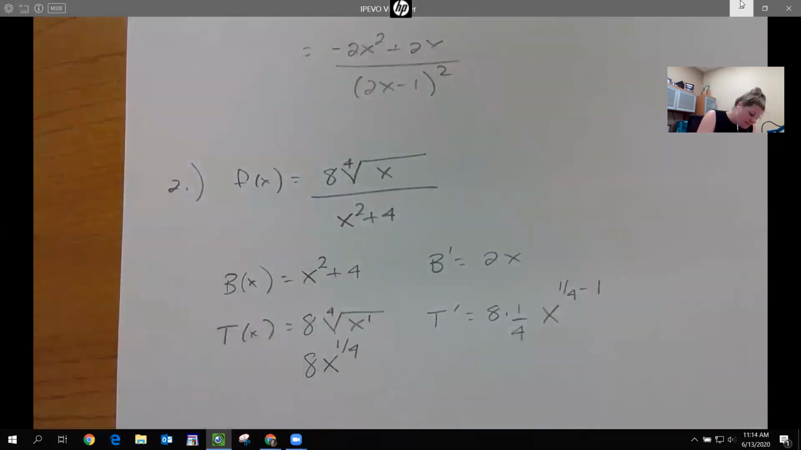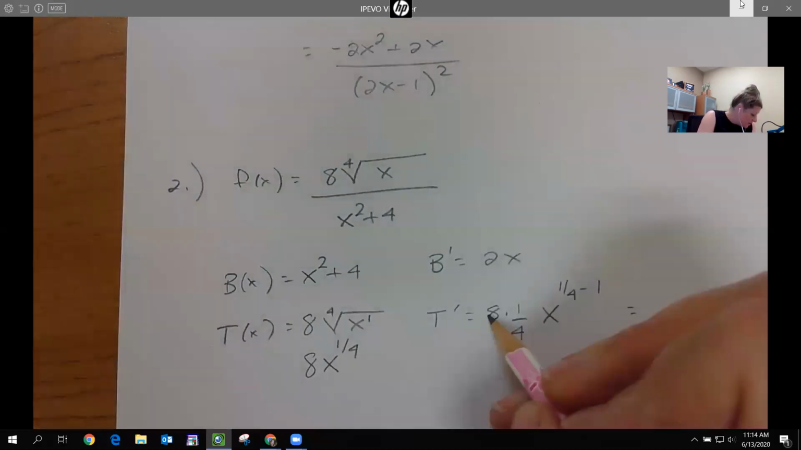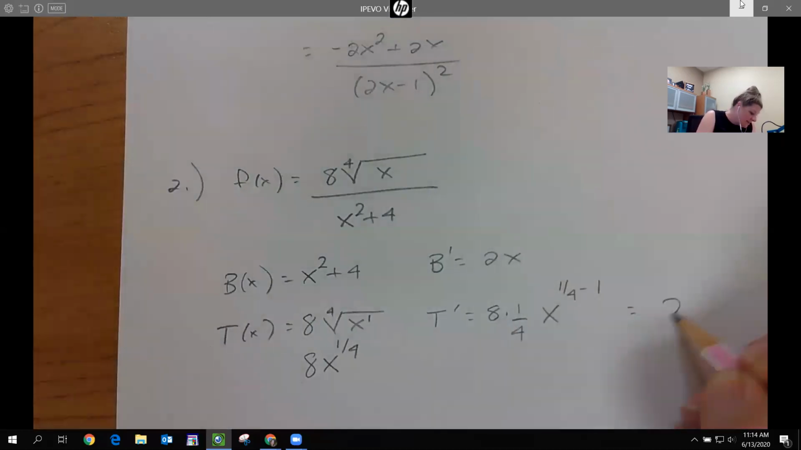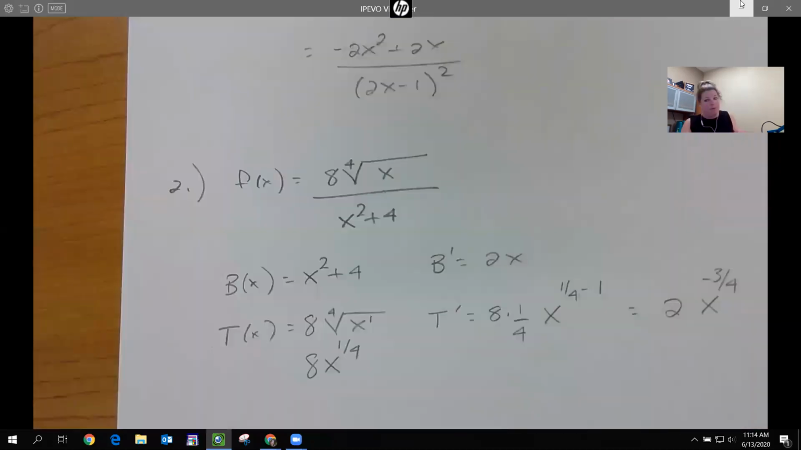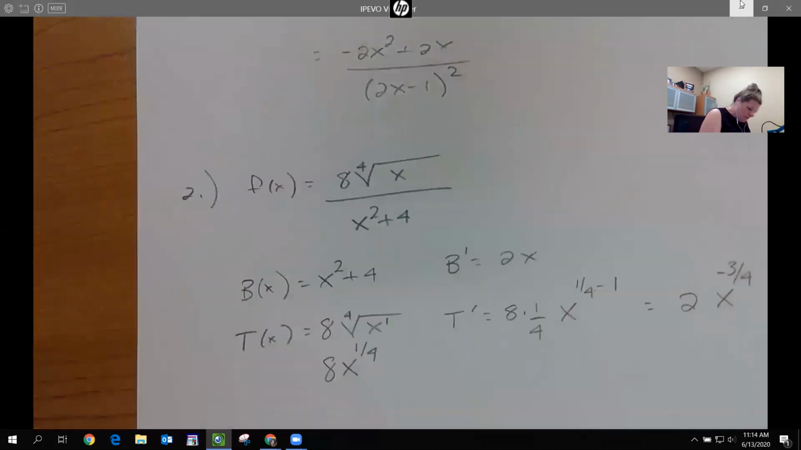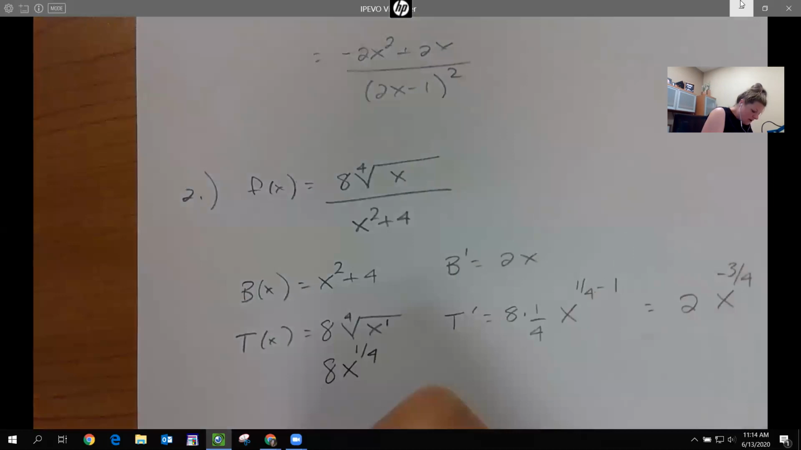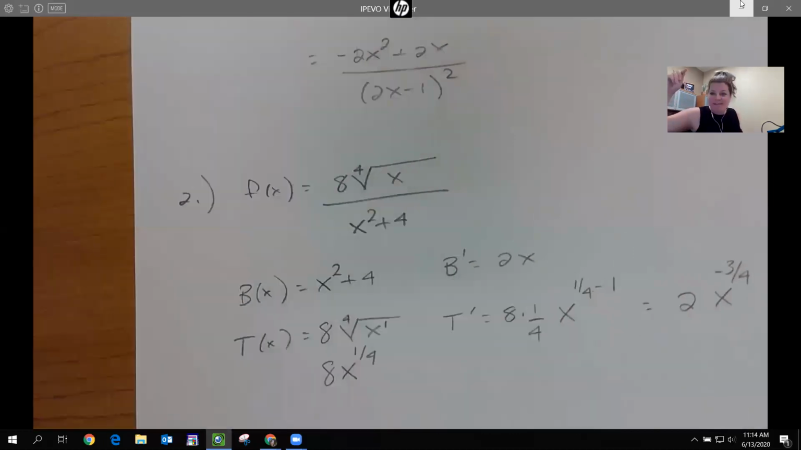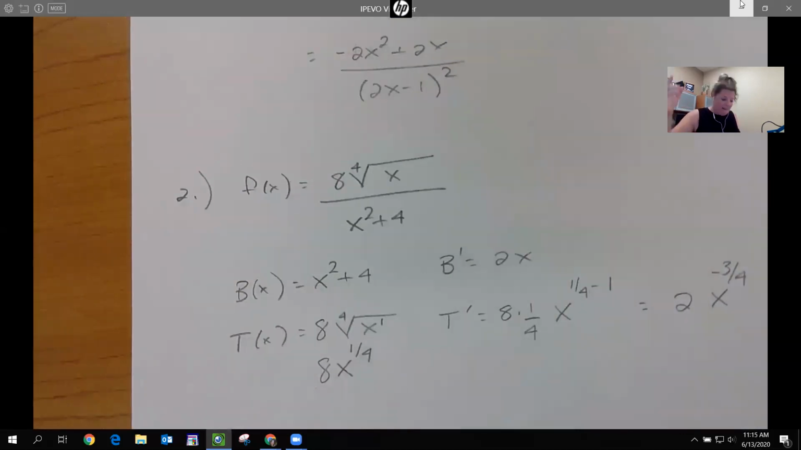What will that simplify to? 8 divided by 4 is 2. 1/4 minus 1 is going to give you x to the -3/4. If you can't think that through, which is fine, I know you should buy business calc, but if you can't, get a common denominator, use a calculator, one of the two. All right, so then from here, we would have our derivative, and our derivative says, what do we go first? Low, bottom, d high minus high d low.